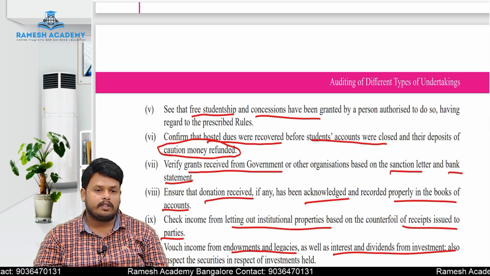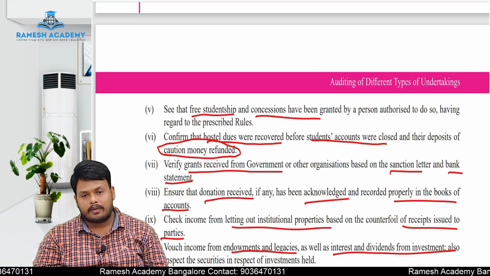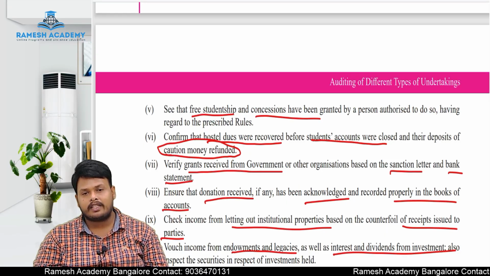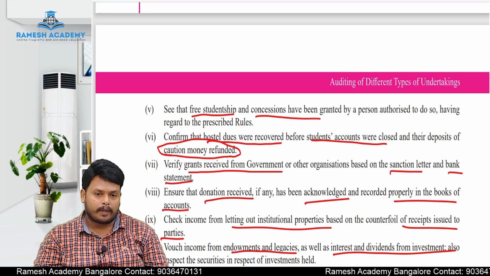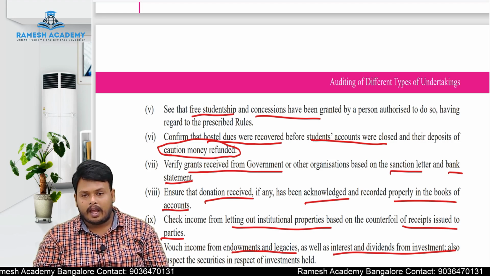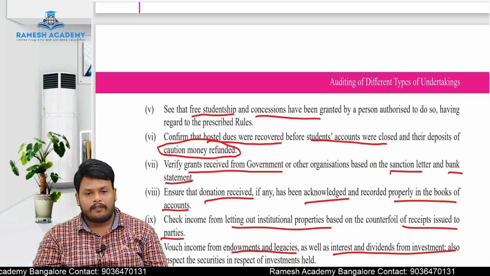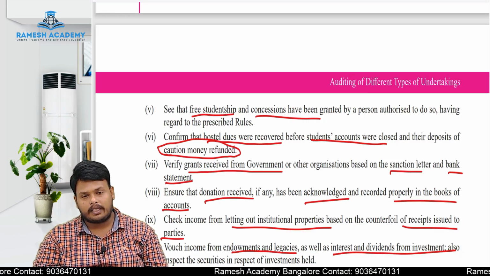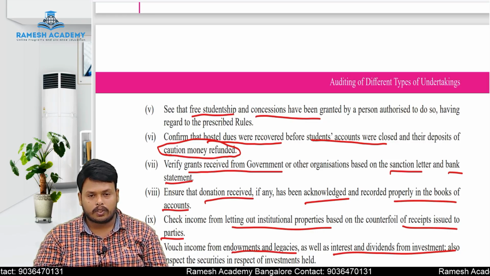If any grant is received from the government, the auditor has to verify bank statements and the sanction letter. If any donation is received by the education institution, that should be properly accounted in the books of accounts. And if any income is arising by letting out institutional properties, in that case also the auditor has to verify and watch the same.